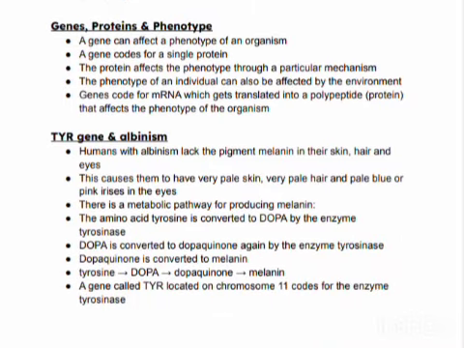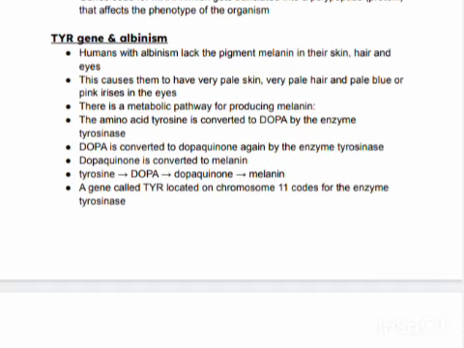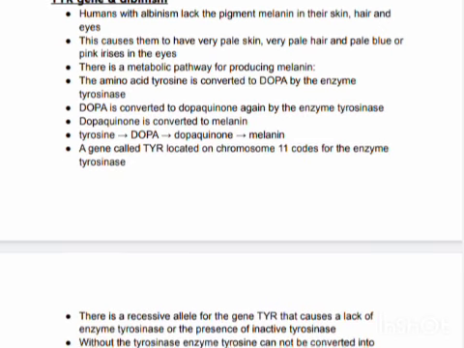Alright, so continuing with our chapter, genes, proteins, and phenotype. A gene can affect the phenotype of an organism, and we know that a gene is going to code for a single protein, right? The protein affects the phenotype through a particular mechanism. The phenotype of an individual can also be affected by the environment. Genes code for mRNA, which gets translated into a polypeptide protein that affects the phenotype of the organism, right? So basically, we'll be talking about a particular mechanism by which a protein can affect the phenotype.